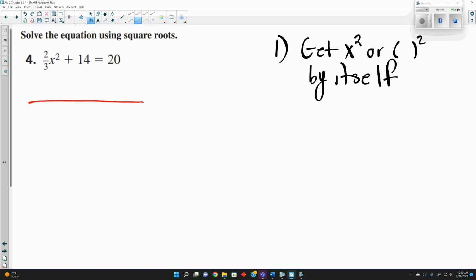Now the first thing we can do is subtract 14 from both sides to get x squared by itself. Because if we subtract 14 from both sides, we'll get that 2/3 x squared is equal to 6.